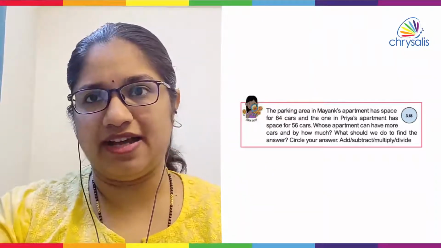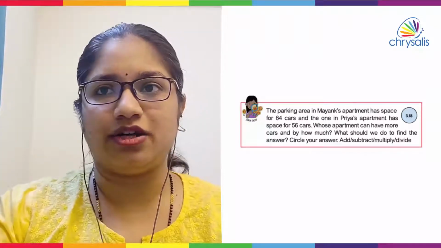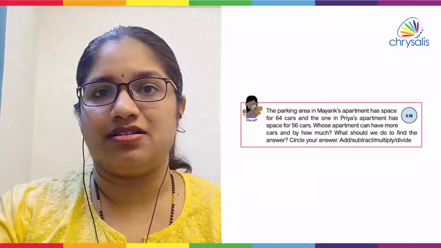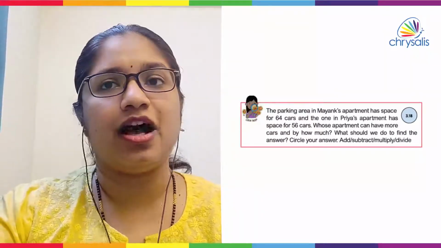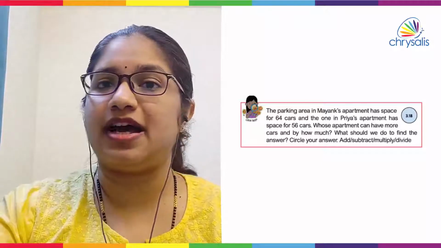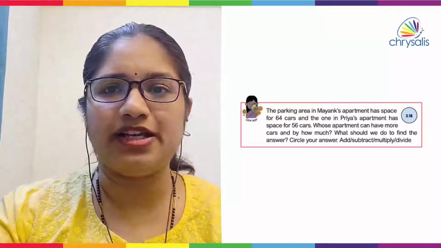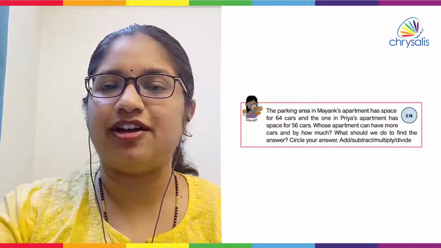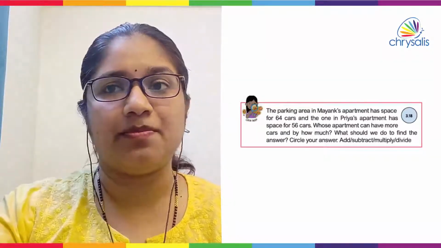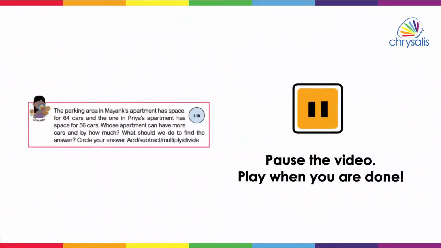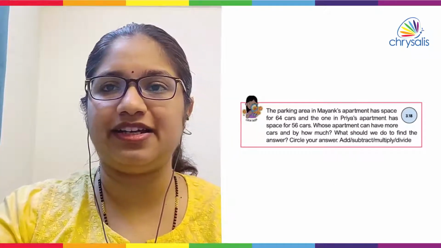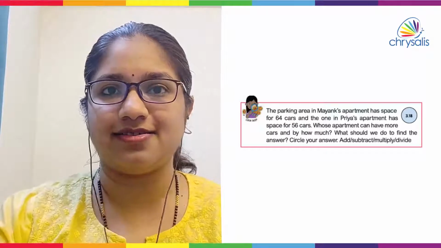What should we do to find the answer? Circle your answer. Add, subtract, multiply or divide. So children, how will you find out whose apartment has more space and by how many cars? Take 5 minutes to work on this activity. Press pause to complete the activity and then press play when done. Have we all completed the activity? Shall we check our answers?